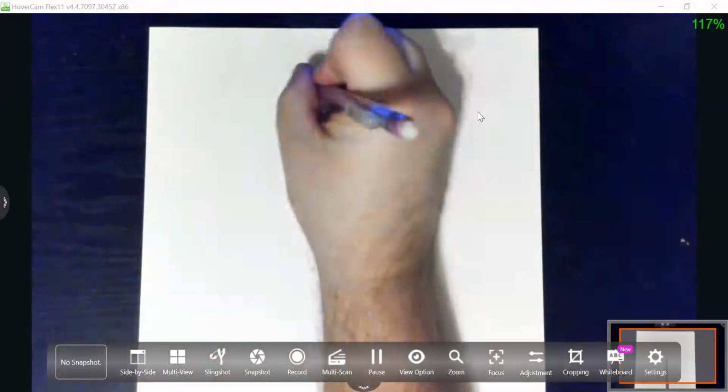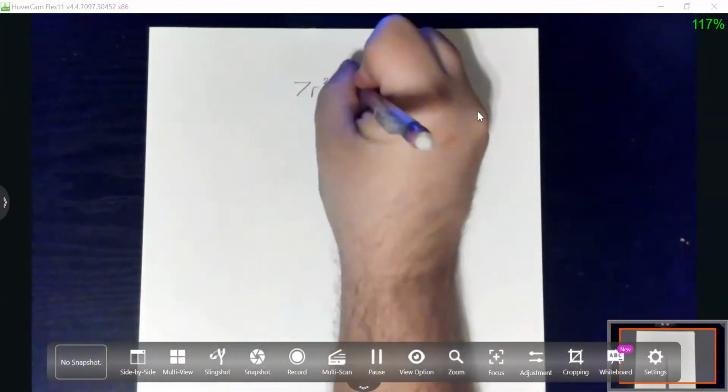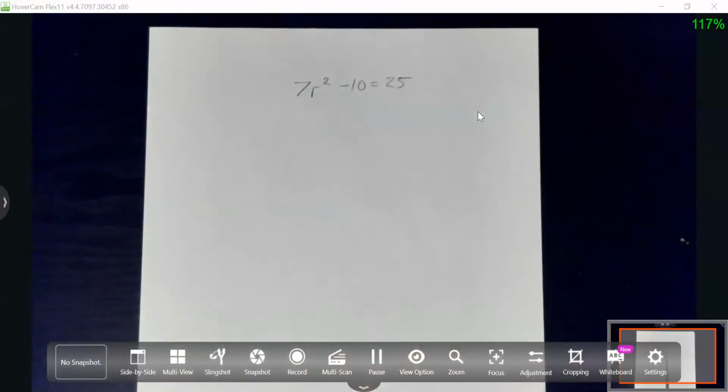Okay, let's do another solving example real quick. We'll talk about application of this, and then we'll move into our next topic. So how about 7r squared minus 10 equals 25. So here's our next example.